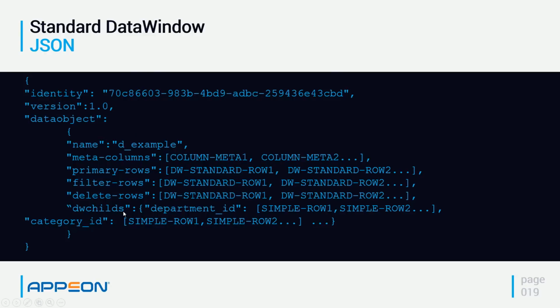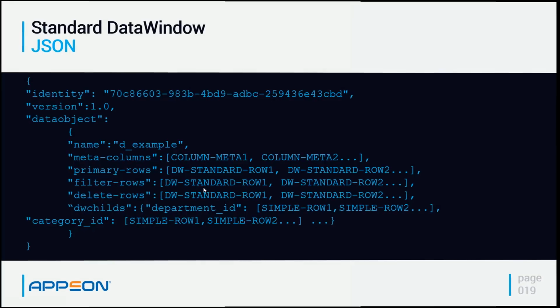If there's any data window children in the data window, it will actually have the data for those as well. And then for each row in here, you've got a row status. For each column, you have a column status, and like I mentioned before, original and modified values.